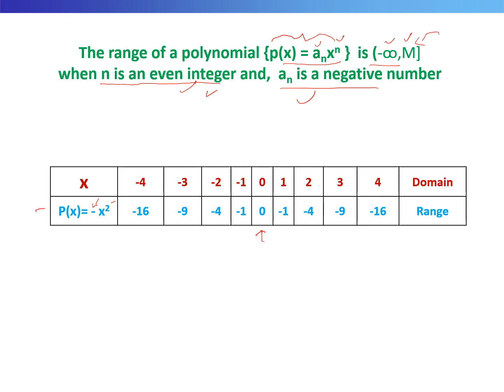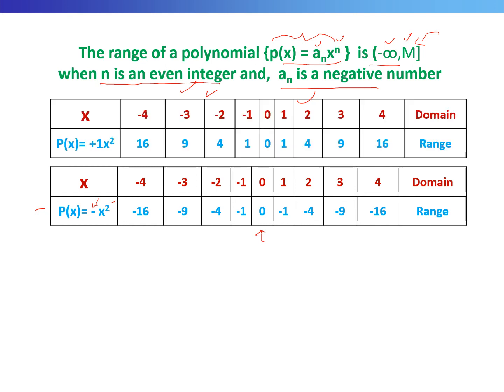Since this particular polynomial is just the image of the polynomial that we used for p of x equal to x squared, I'm going to bring it over here. This is p of x equal to x squared. The only difference is this a sub n. A sub n is positive for this polynomial, but a sub n is negative for this polynomial.